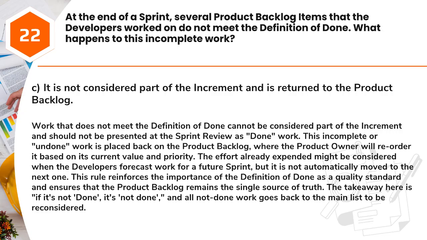The effort already expended might be considered when the developers forecast work for a future sprint, but it is not automatically moved to the next one. This rule reinforces the importance of the definition of done as a quality standard and ensures that the product backlog remains the single source of truth. The takeaway here is, if it's not done, it's not done, and all not done work goes back to the main list to be reconsidered.